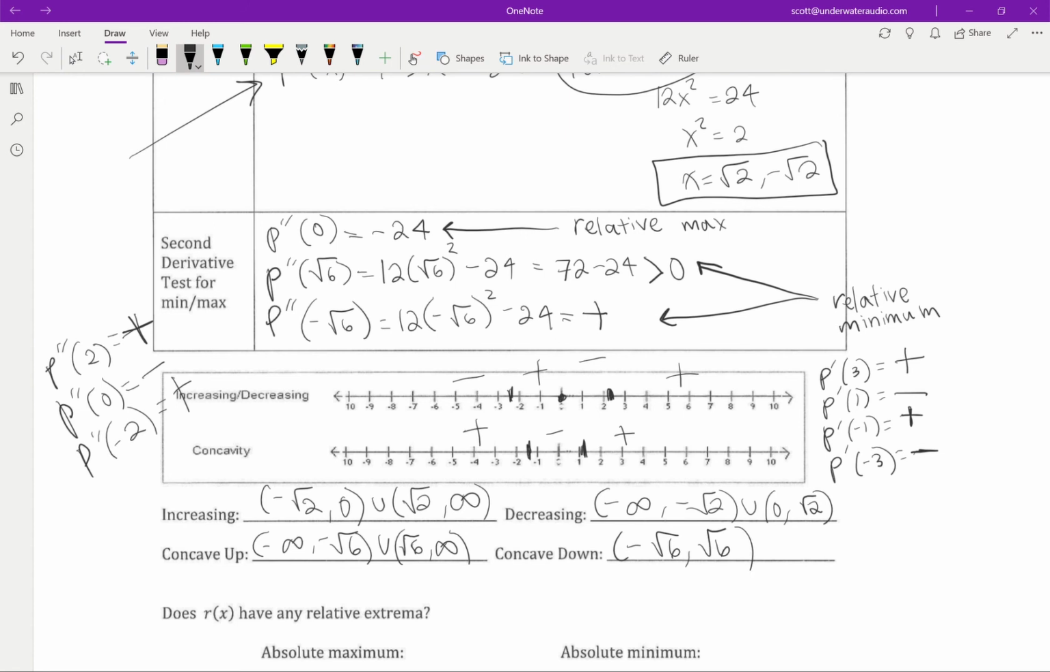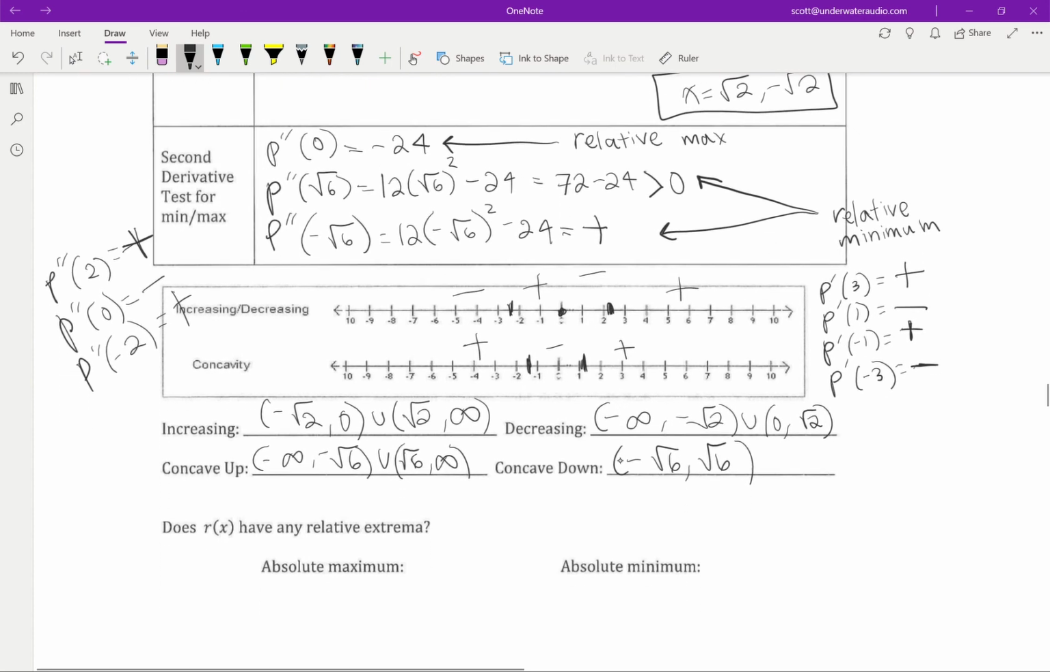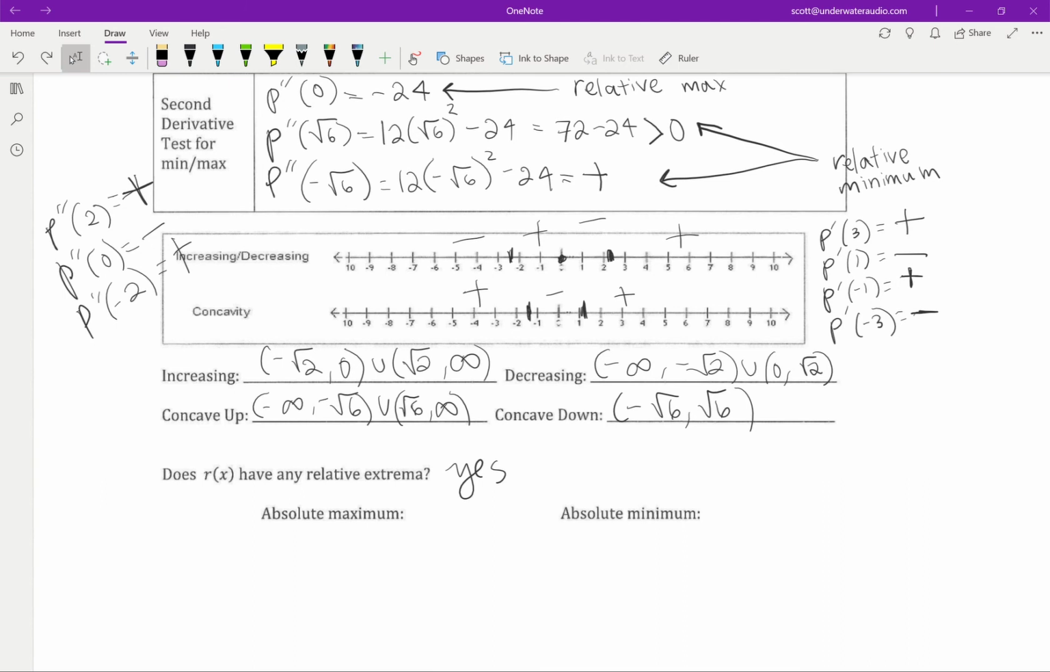Perfect. Okay. So does R of x have any relative extrema? And the answer was yes from our work above, what we did up here in this little chunk over here. Now about the absolute max and absolute minimum. This is a continuous function, so there's no beginning or end point on this at all.